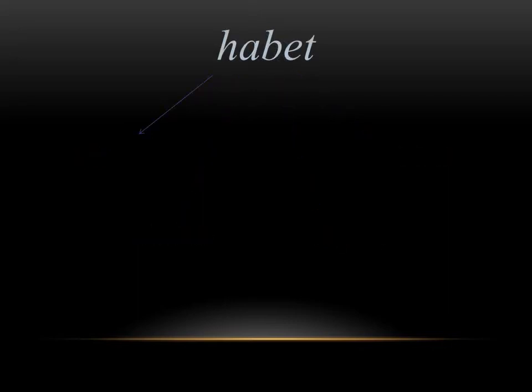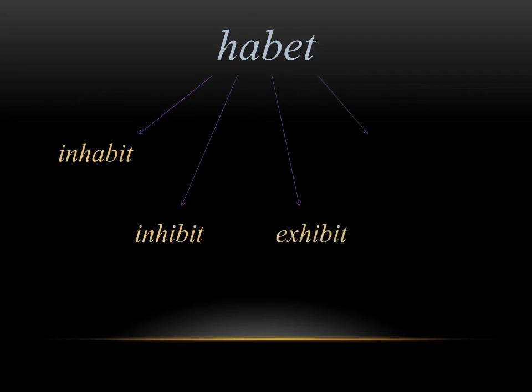Habet means he or she holds in Latin. And from this we get inhabit, inhibit, exhibit, and habitat. And all four are coming back to this idea of having or holding something.